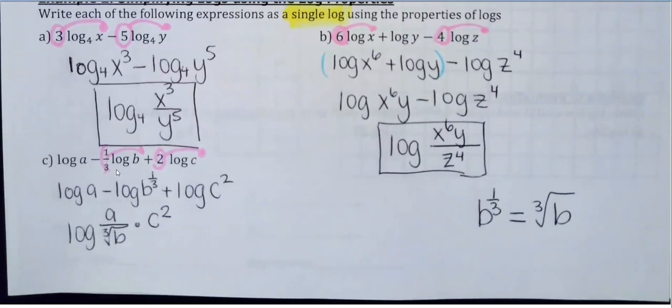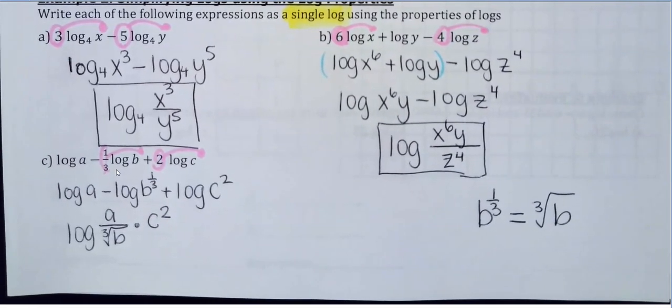Now, let me ask you this. Would the c squared end up in the top of that fraction or the bottom of that fraction if I simplified that? If I'm going to take a over cube root of b, I'm going to multiply that by c squared. Where would the c squared be, in the top of the fraction or the bottom? Anybody know?